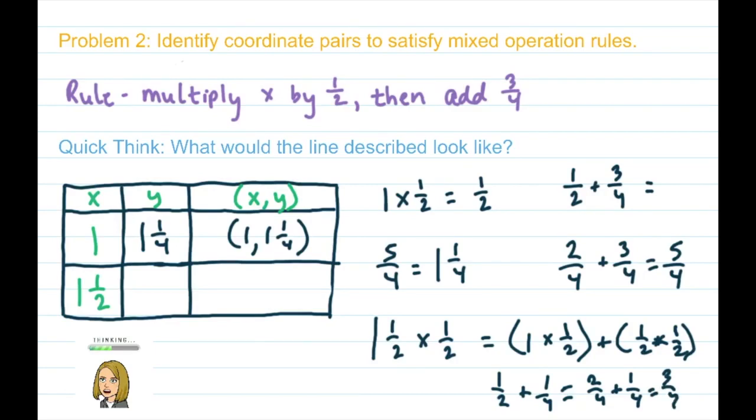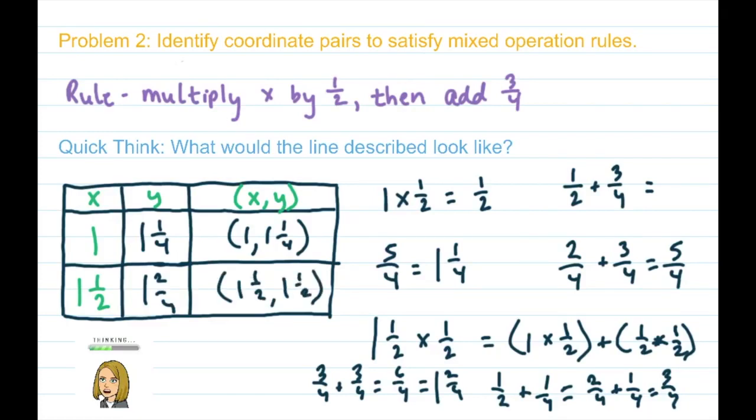So that's the first half of the rule. I still need to add 3/4. So I would do 3/4 plus 3/4, which would give me 6/4. I do notice that 6/4 is a fraction greater than 1. So putting it in simplest terms, that would be 1 and 2/4. I could also rename that as 1 1/2. So my coordinate pair would be 1 1/2 and 1 1/2. Fantastic work. Let's keep going.